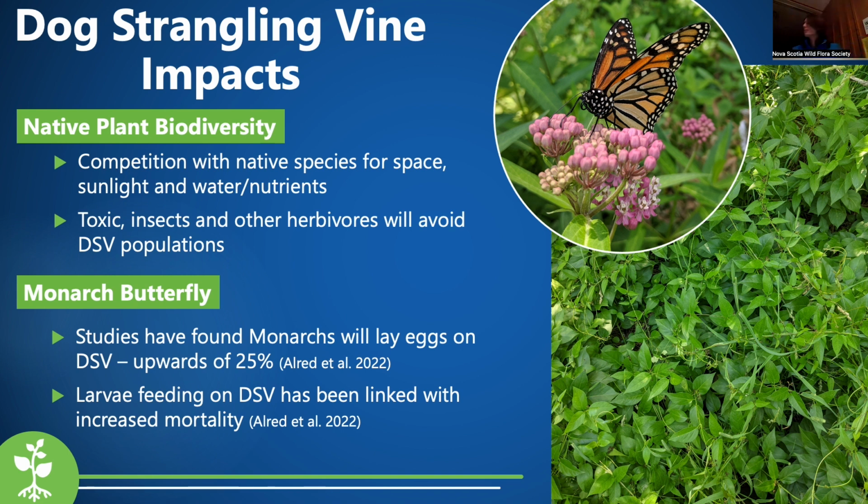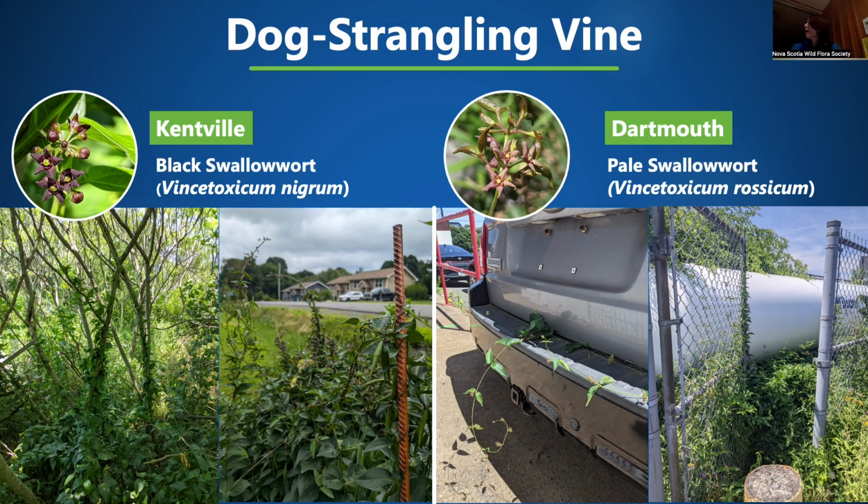And so in terms of where it is in the province, there are two populations of dog strangling vine that we are aware of, one being Kenfell and the other in Dartmouth. So we actually have both species present in Nova Scotia. The black swallowwort can be found in Kenfell, and there are just a few images from the Kenfell site. The pale swallowwort can be found in Dartmouth.